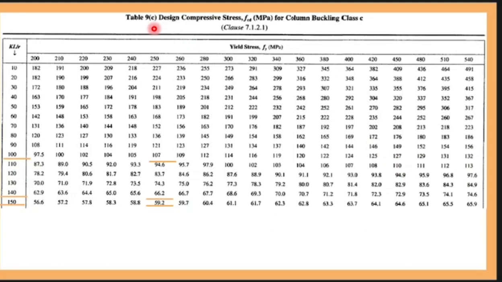Table 9C. For 140 you have 66.2. For 150 you have 59.2. What is the value of X for 146.5? So you will be getting 61.6. Let us take this and you can apply for this value.